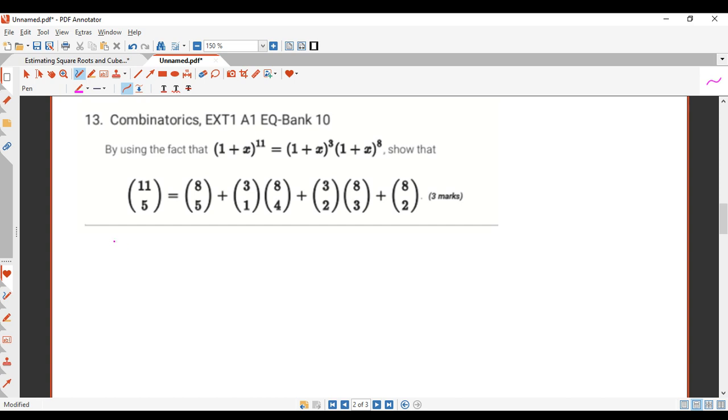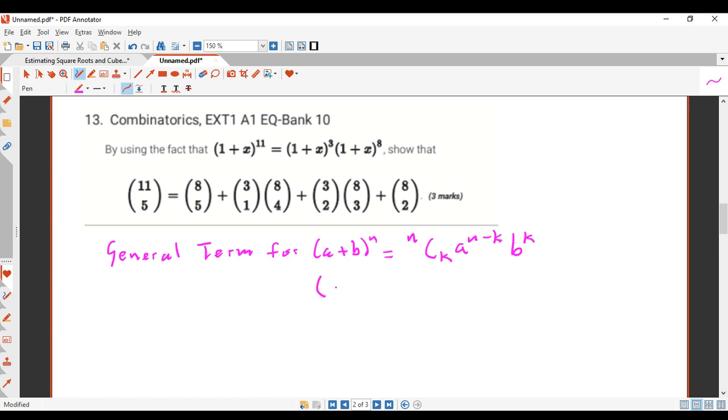So if I'm looking at the theory for this, the general term for (A plus B) to the n is equal to nCk A to the n minus k, B to the k, okay?